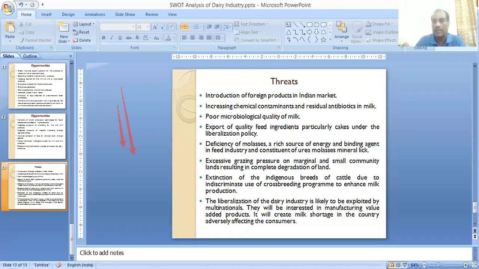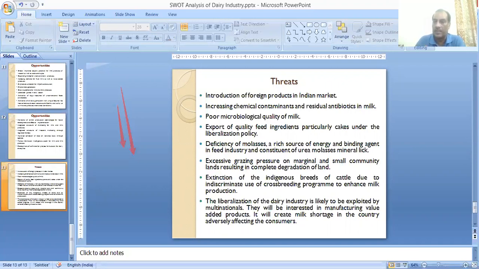Then increasing chemical contamination and different kinds of adulteration in the milk, we are hearing about all the time. Then due to the excess use of agrochemicals in soil, which comes through the water as a residue in the body of the animals and then comes in the milk itself. So it is another threat. Poor microbiological quality of milk due to unhygienic milk production. Sometimes it gets contaminated, it gets infected. So this is another problem, another challenge.